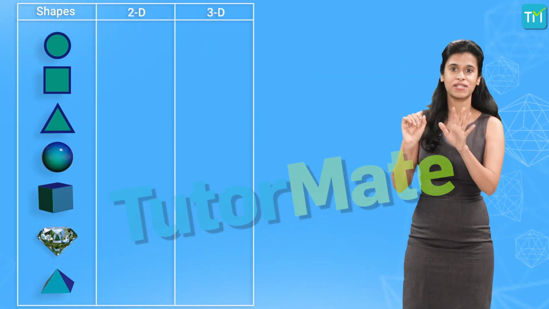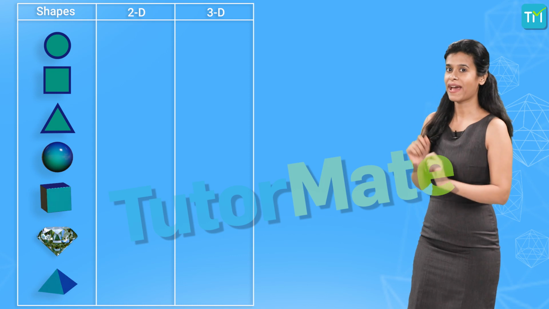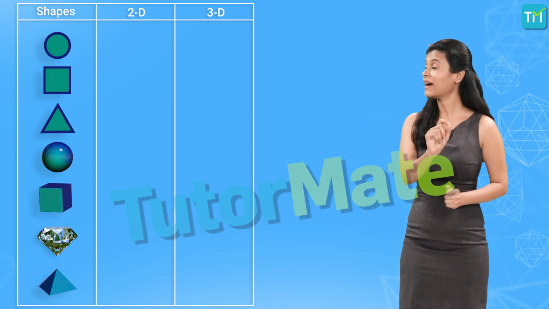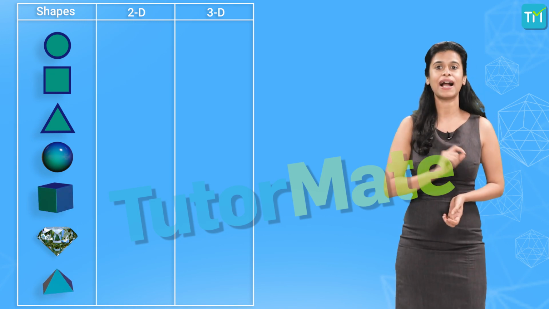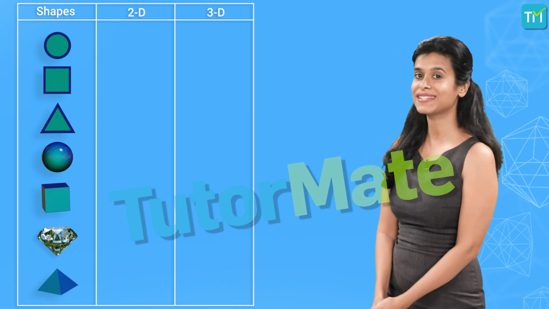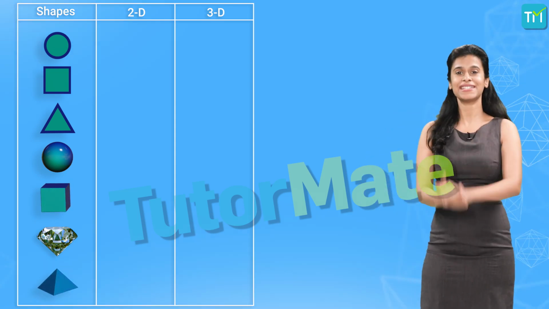Whoa! That was sudden. Well, what do we have here? I see a few objects, and judging by the grid, I think I know what has to be done. So what are we waiting for? Let's start segregating these shapes. First, I see a circle.